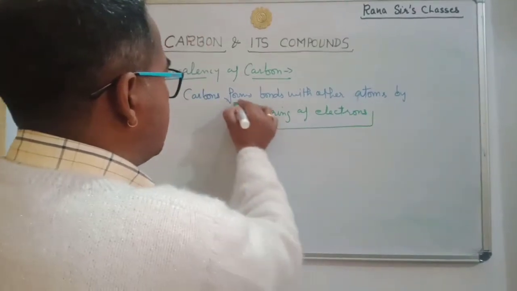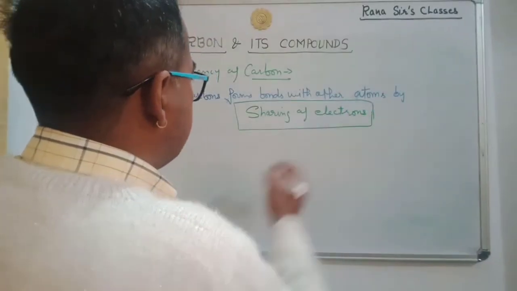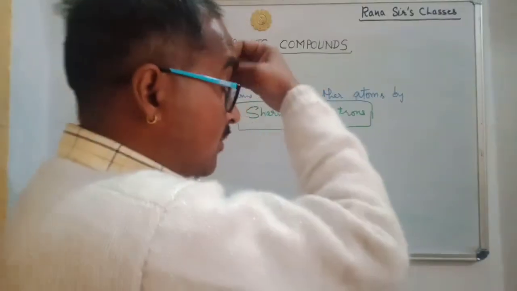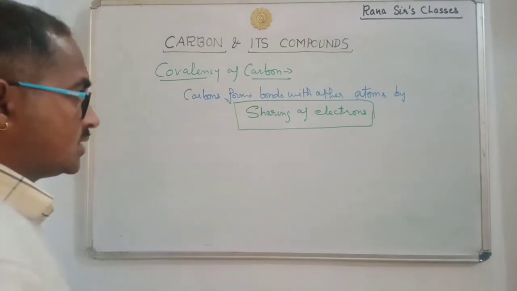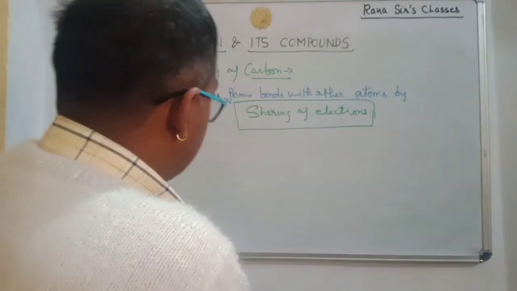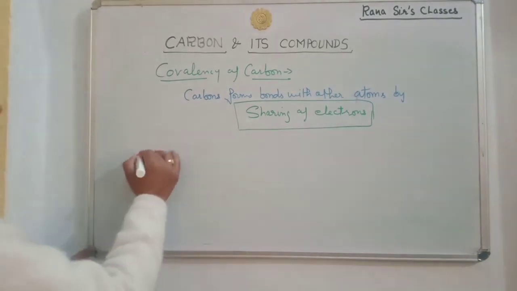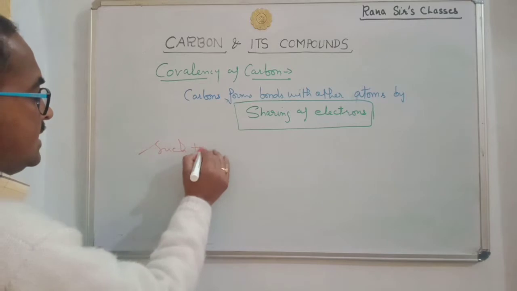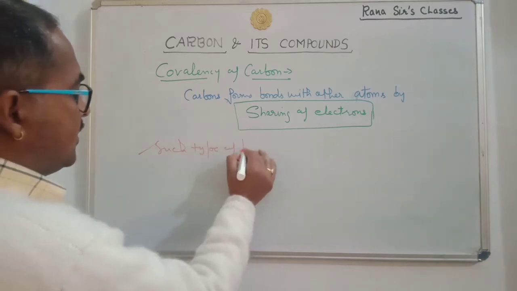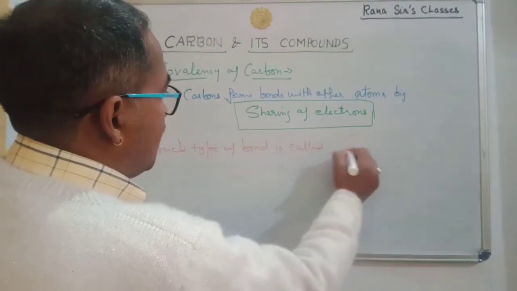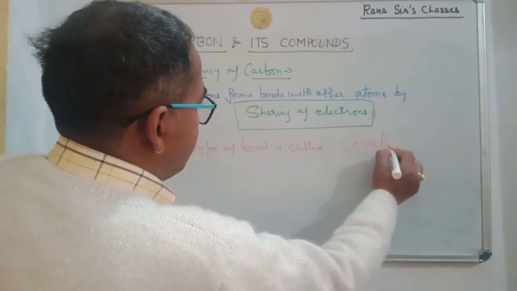Sharing of electrons means both the atoms share their electrons. Sharing of electrons takes place. So such type of bond is called a covalent bond.